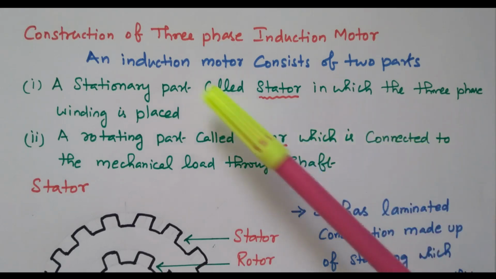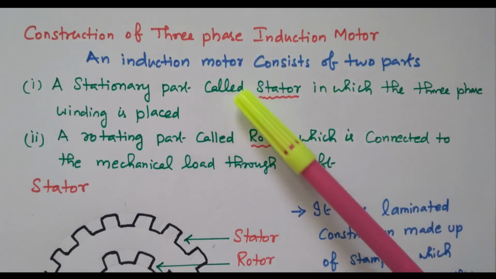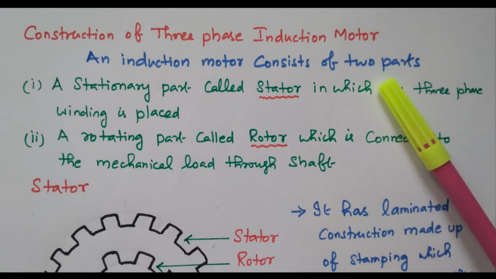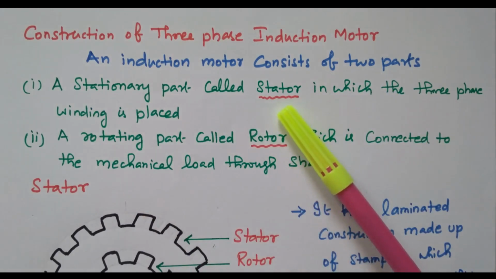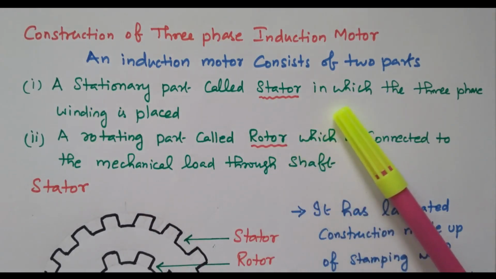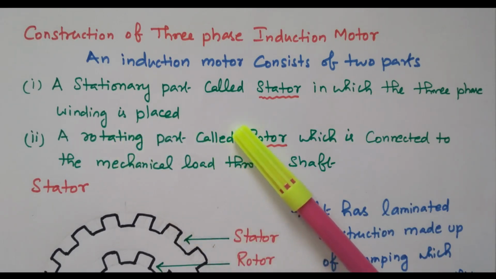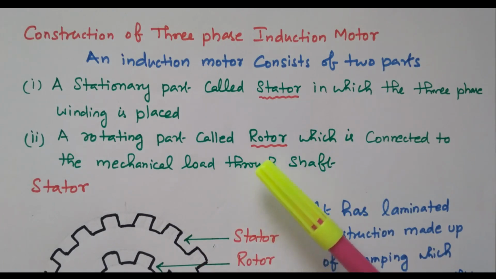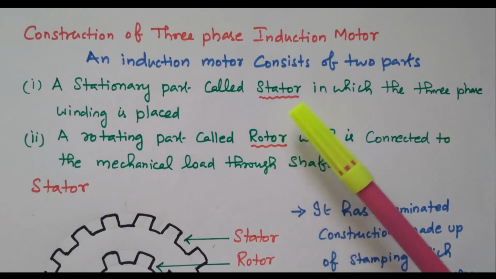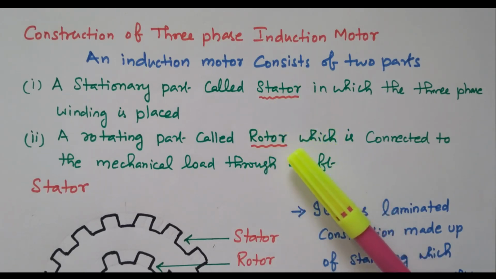Now we'll go to the topic, construction of three-phase induction motor. This induction motor consists of two main parts. The first one is the stationary part called a stator. Stator is a stationary part in which the three-phase winding is placed. The rotating part is called a rotor, which is connected to the mechanical load through the shaft. This rotor also has the winding or copper bars. So mainly we have two parts, stationary part stator and rotating part rotor.